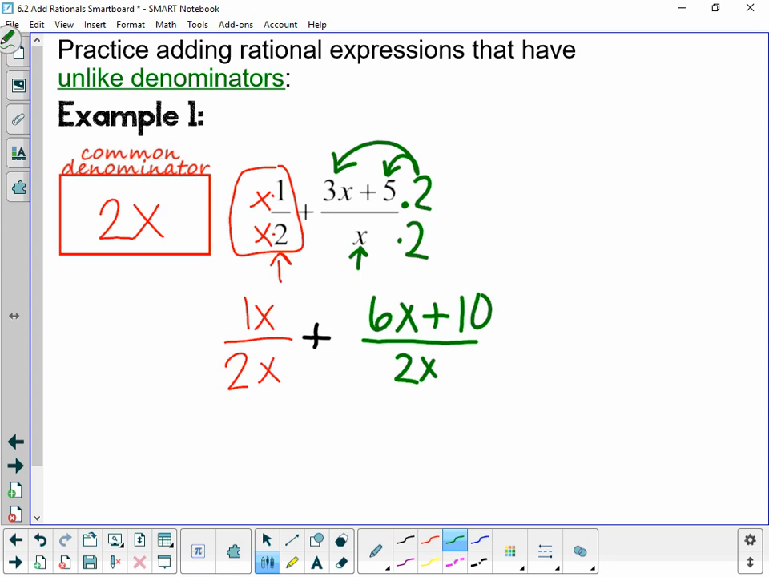Okay, so these two fractions that I have here are exactly the same quantity, exactly the same amount. They're equivalent to the fractions above. They're just in a slightly different form that now gives me a common denominator so that I can combine them. This will be a 7x plus 10 over 2x.